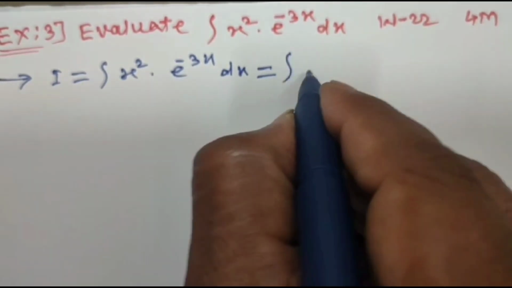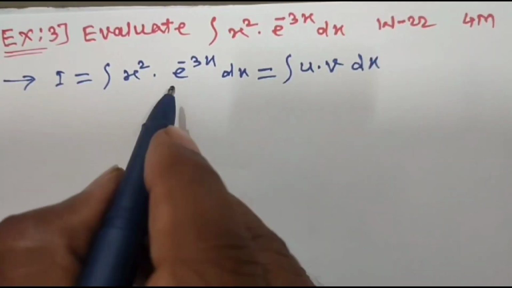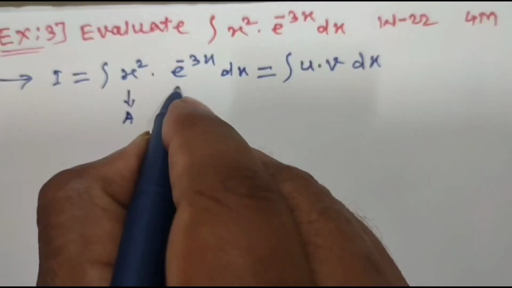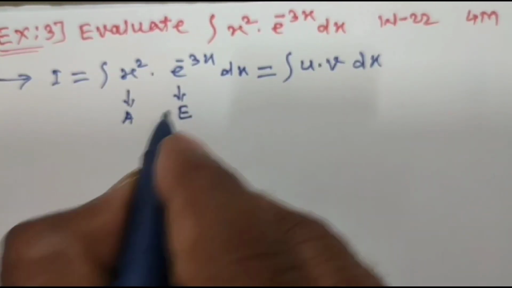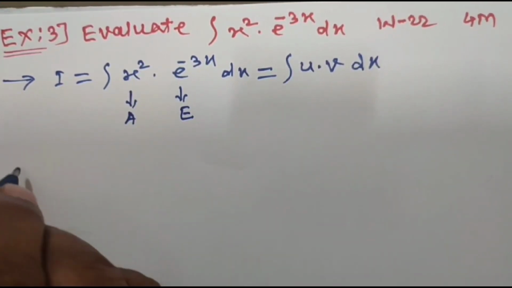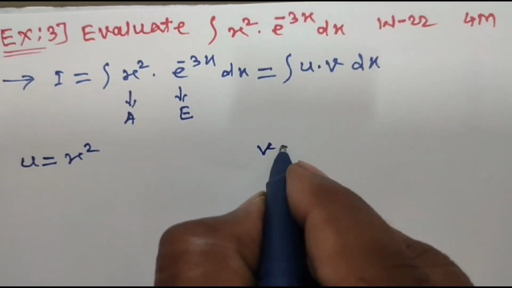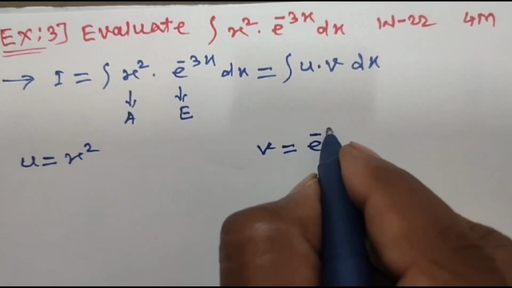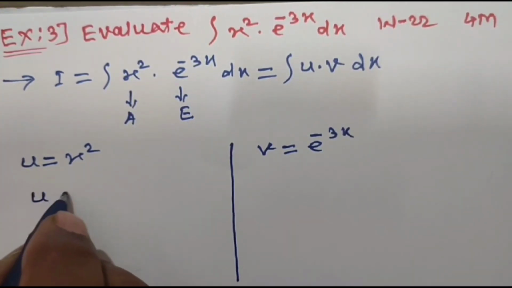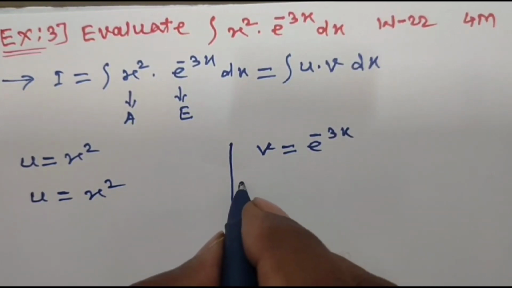This is equal to the integral of u into v dx, where u is x square and v is e to the power minus 3x. This is an algebraic function and this is an exponential function, so we can apply the special formula to evaluate this integral. Now u is equal to x square, and v is equal to e to the power minus 3x. Take u as it is, u is equal to x square, and with this we have to find v1.